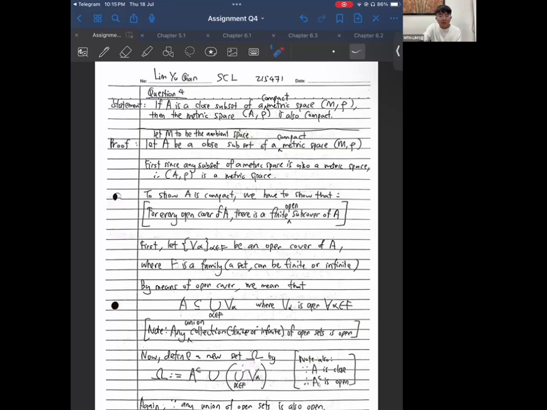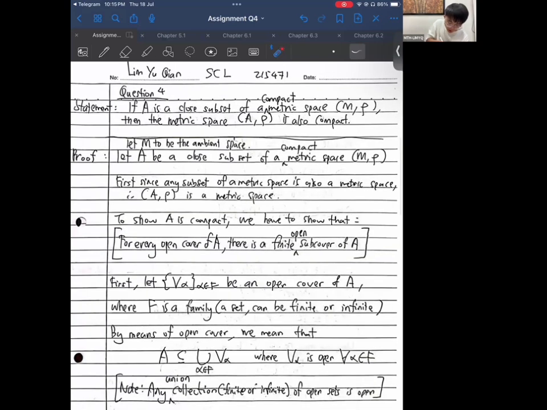Hello, Prof. My name is Lim, and today I want to present question 4 for our SCL. So for question 4, here is the statement we want to prove. If A is a closed subset of a compact metric space M, then the metric space A is also compact. Okay, so here we take note of two conditions. The first condition is that this subset is closed. The second condition is that the big space, or the ambient space M, is compact. And then we want to prove the subset A is also a compact metric space.